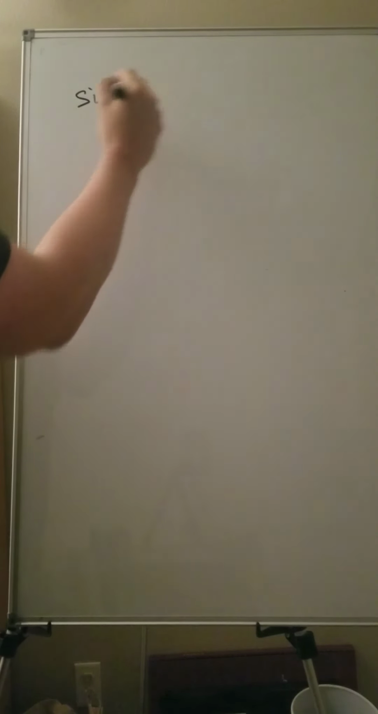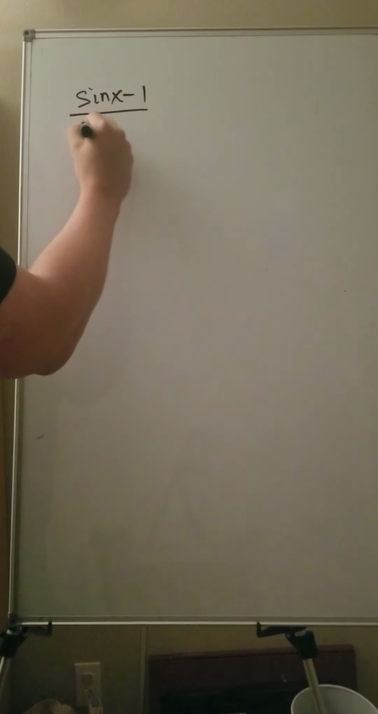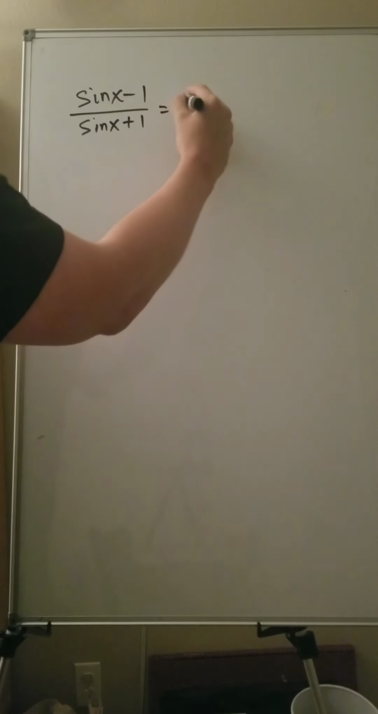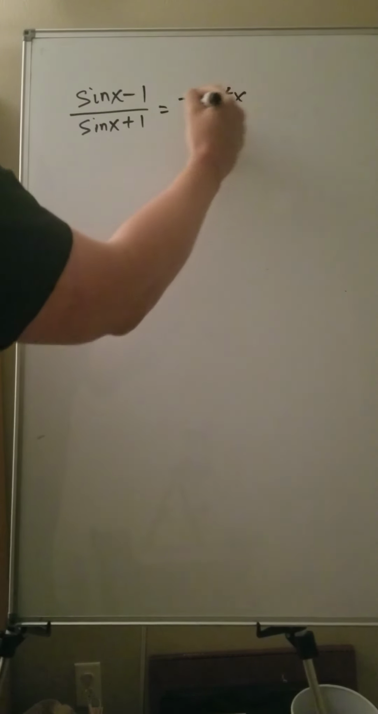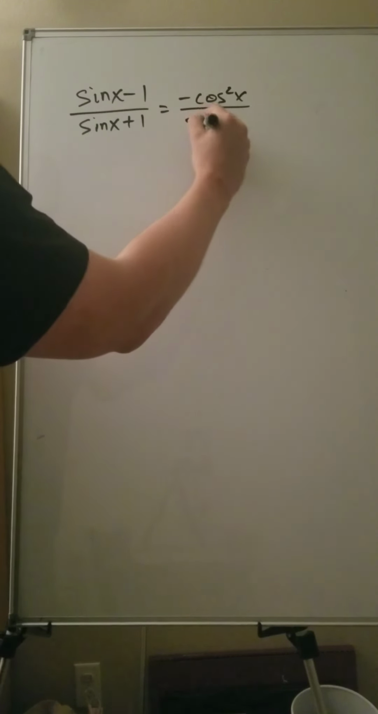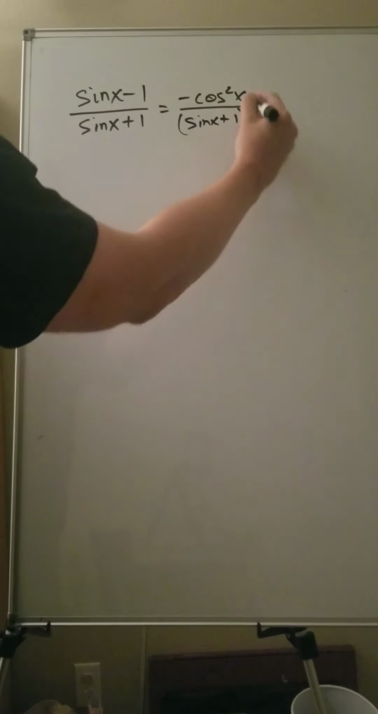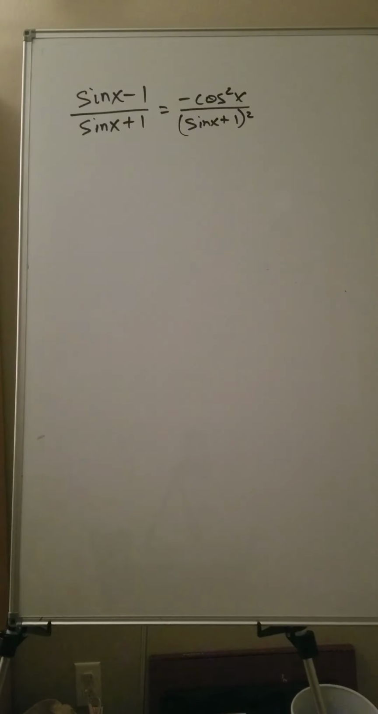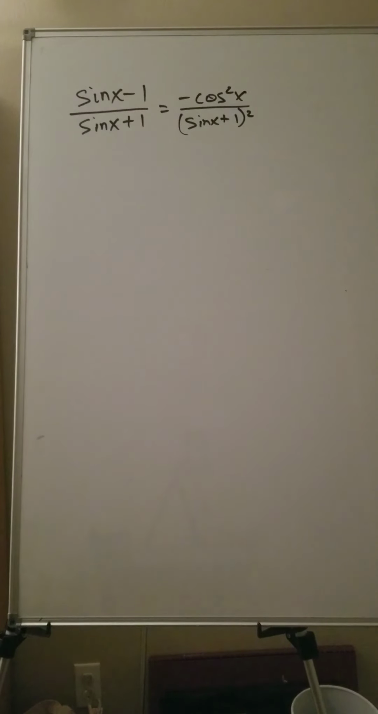Look at this problem. Sine of x minus 1 over sine of x plus 1. That's supposed to be equal to negative cosine squared x over sine x plus 1 squared. So, probably work on the left-hand side.